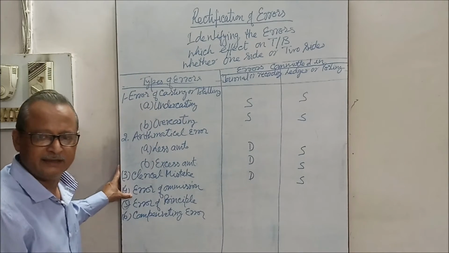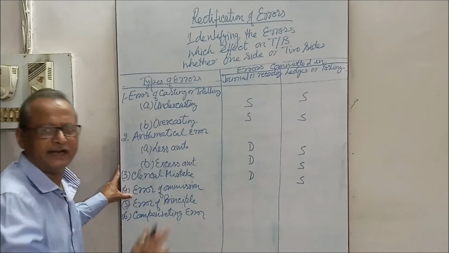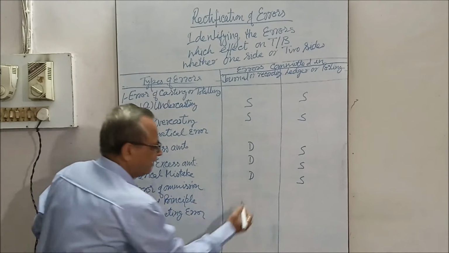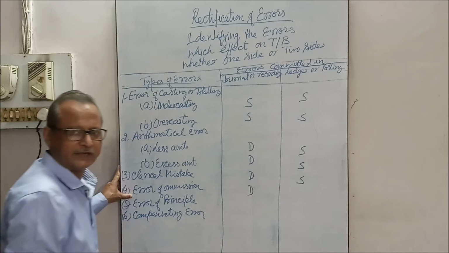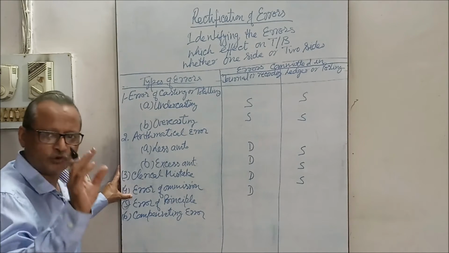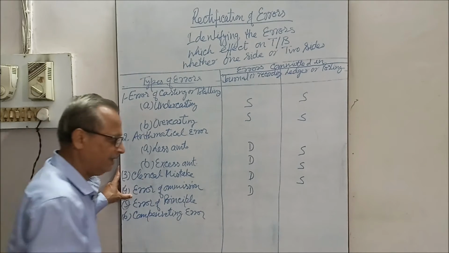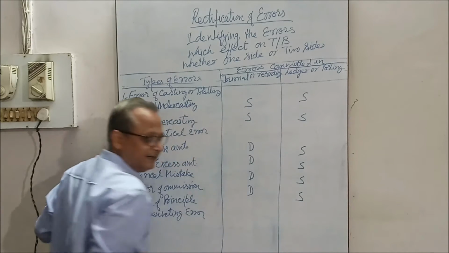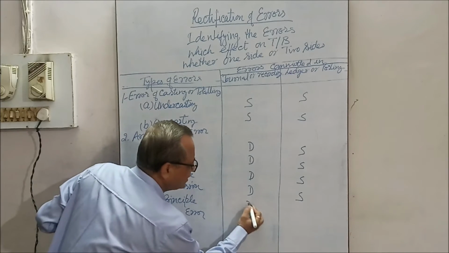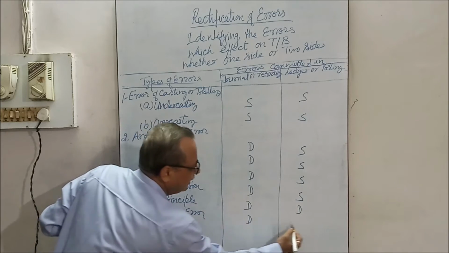Error of omission: if it is a complete omission, meaning it is not recorded at all, the transaction is not entered at all, that is a double-sided error, because no entry was passed, both sides have been affected. But partial omission, while posting, it is posted in one account, and in another account it is not posted, that is called partial omission. It will affect the trial balance, and is called a single-sided error. Error of principle, in all cases, double-sided, and compensating errors, double-sided.